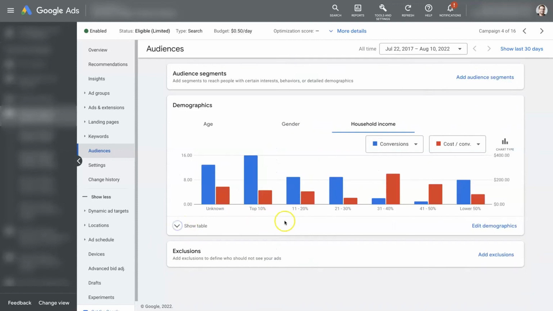So that's basically it in terms of optimizing, setting up the income targeting in Google Ads.